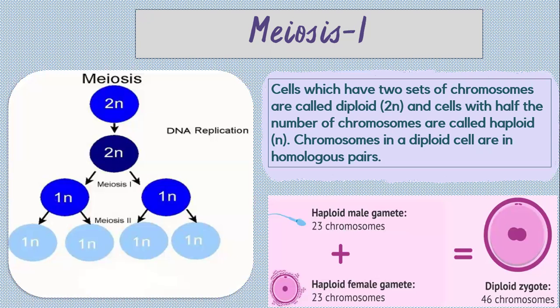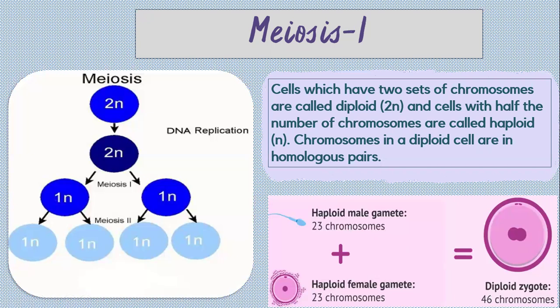Then what does it mean? In case it is a cell of a human being, in male gamete there must be 23 chromosomes, and in female gamete there must be 23 chromosomes. Both the 23 chromosomes will combine, and combine means they will fertilize. When they fertilize, they will produce a cell called zygote, and zygote is having 46 chromosomes. You can see in this diagram. So this is a diploid cell having two sets of chromosome, one set from each parent.